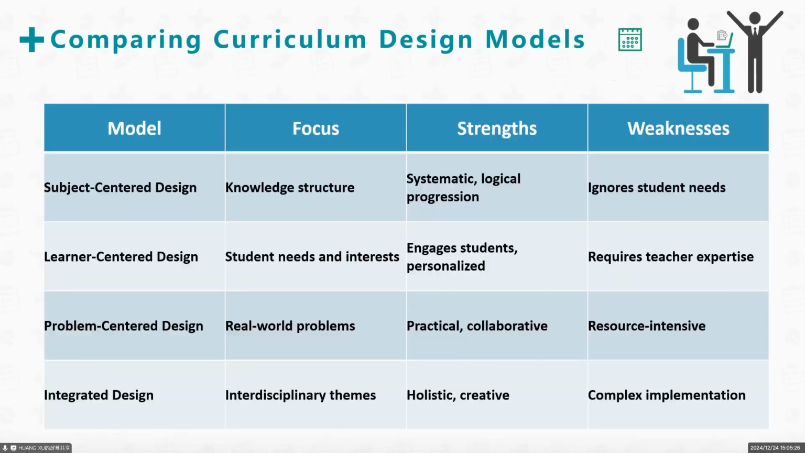As I mentioned the four designs before, I'm going to give a table to compare the four curriculum design models, highlighting their key features, strengths, and weaknesses. For example, let's see the first, subject-centered design. It's focused on knowledge structure, but learner-centered design focuses on student needs and interests. Problem-centered design is focused on real-world problems, and the integrated design on interdisciplinary themes.